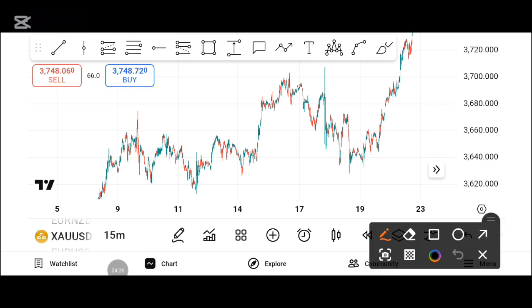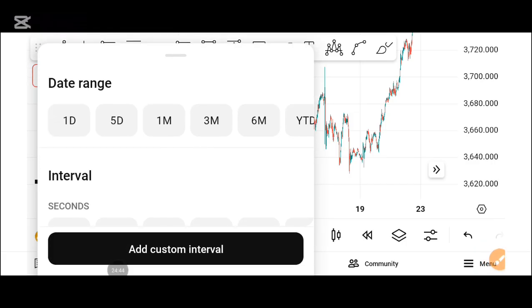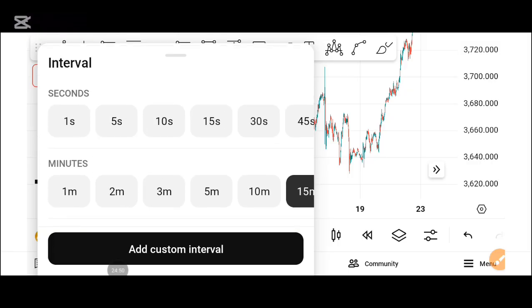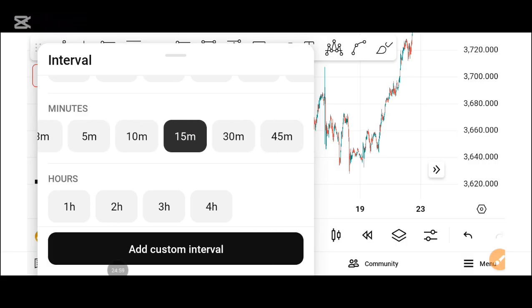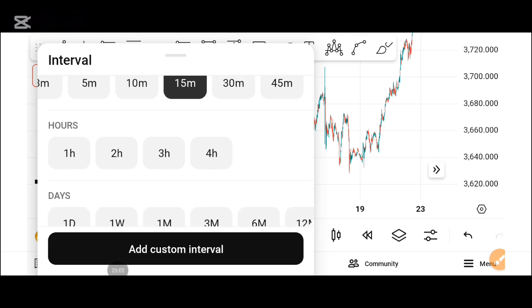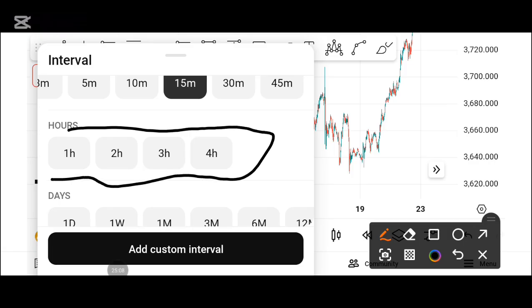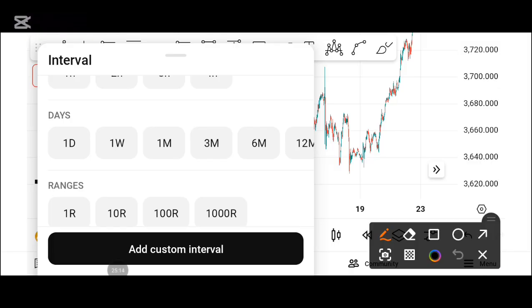If you click on this 15 minutes, you will see other time frames. You will see from 1 second to 1 minute, 2 minutes, 3 minutes, 5 minutes, 10 minutes, 15 minutes, 30 minutes, 45 minutes. You can see the 1 hour, the 2 hour, the 3 hour, the 4 hour. And you can also see the daily, 1 week, 1 month.